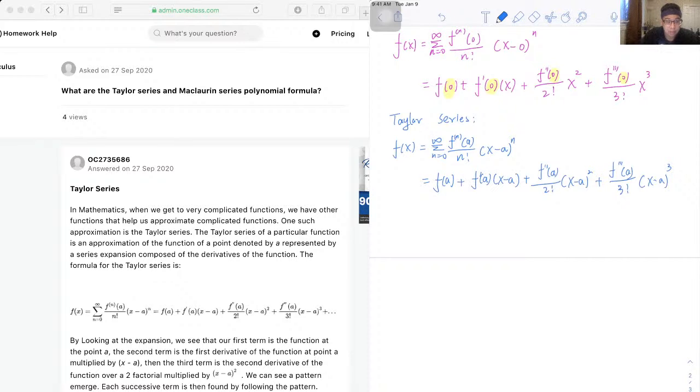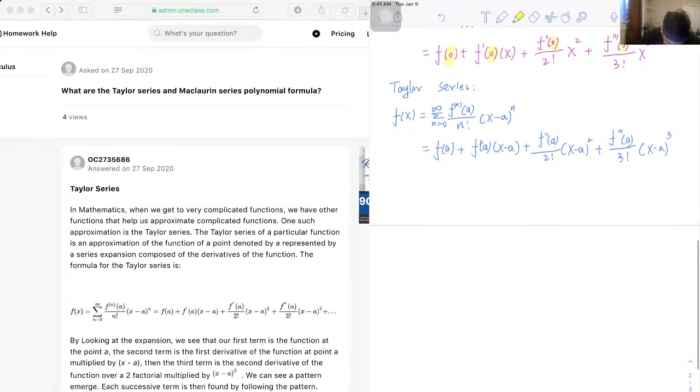Yeah, so if we're looking at the expansion, we see our first term is the function at point A. The second term is the first derivative of the function at point A multiplied by x minus a. And then the third term follows the same pattern: the second derivative of the function over 2 factorial multiplied by x minus a squared, and we can see a pattern emerge. So each successive term is found by the following pattern.